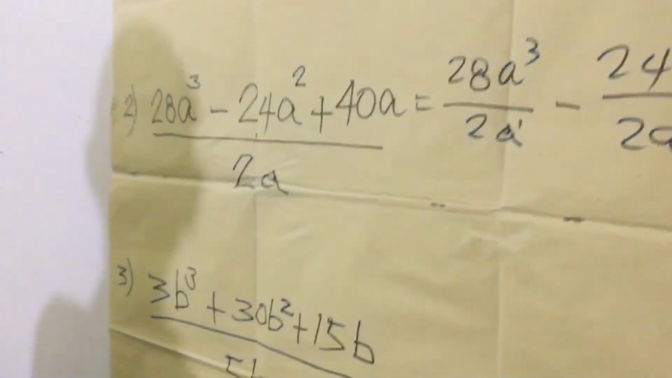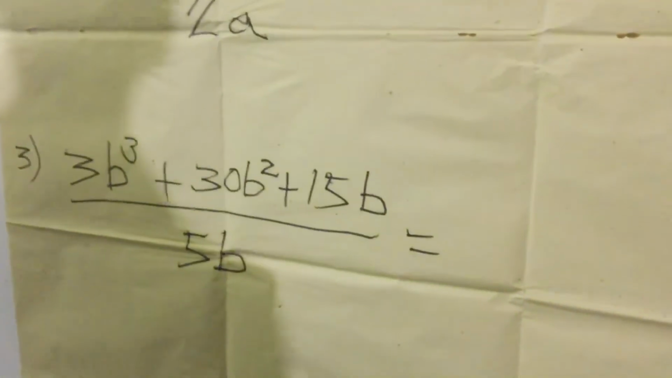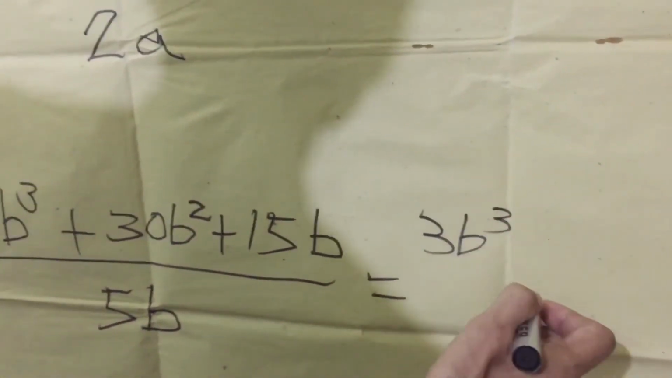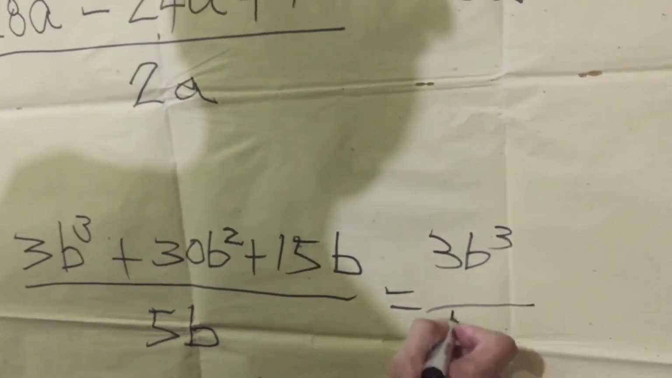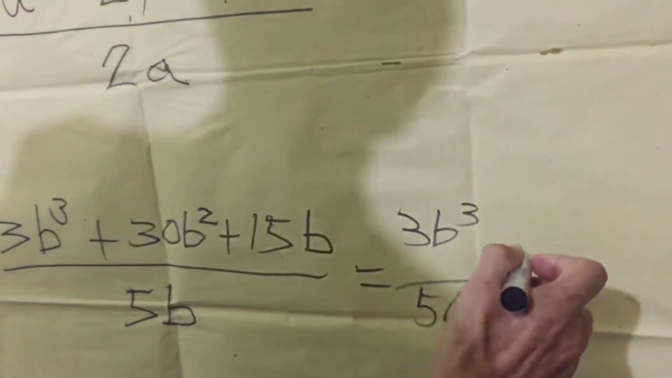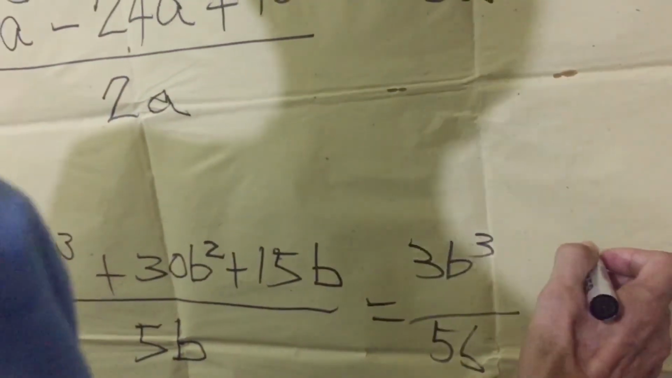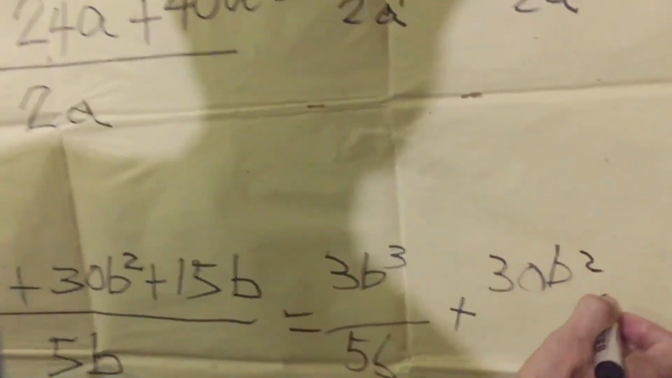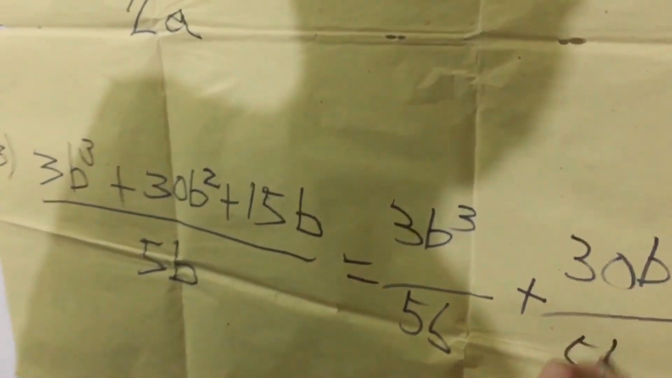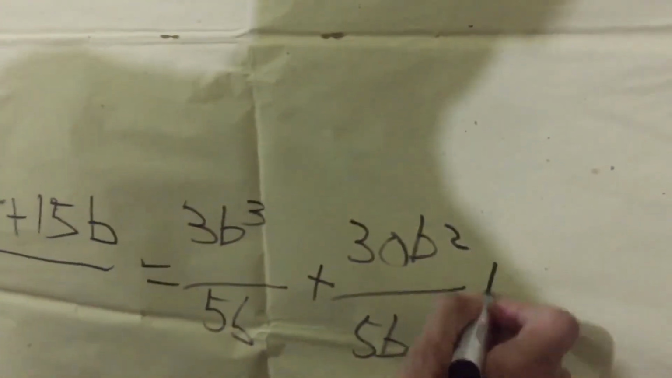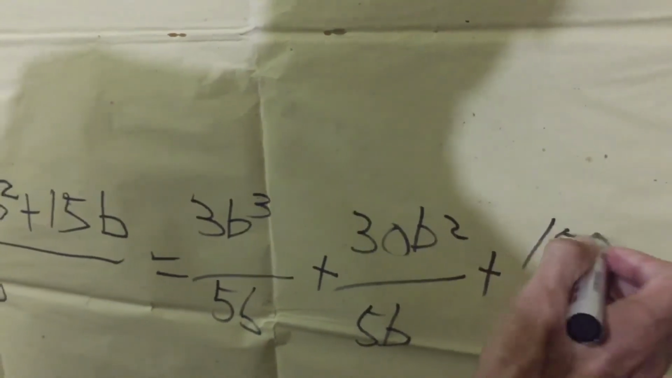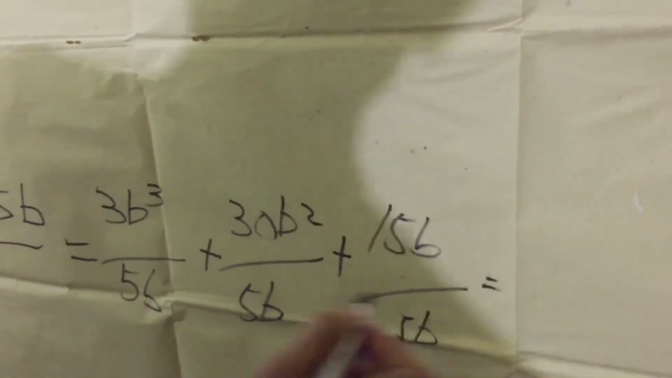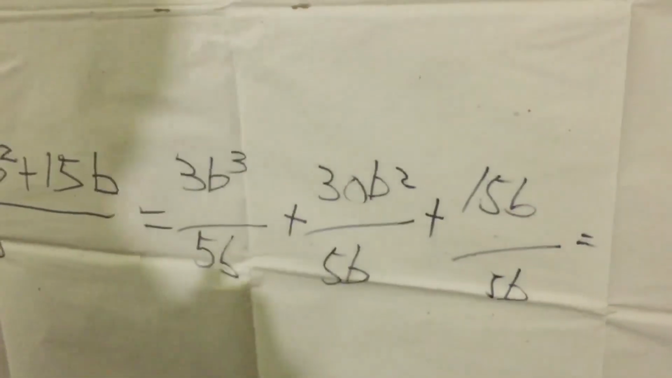Okay, sunod ang pangatlo. Ganun din ang process. Iwalayin muna natin. I-split muna natin ang bawat term. Cube. Then 5b plus we have 30b squared divided by 5b, then plus 15b divided by 5b. Okay? Gawin natin ngayon ay i-divide.